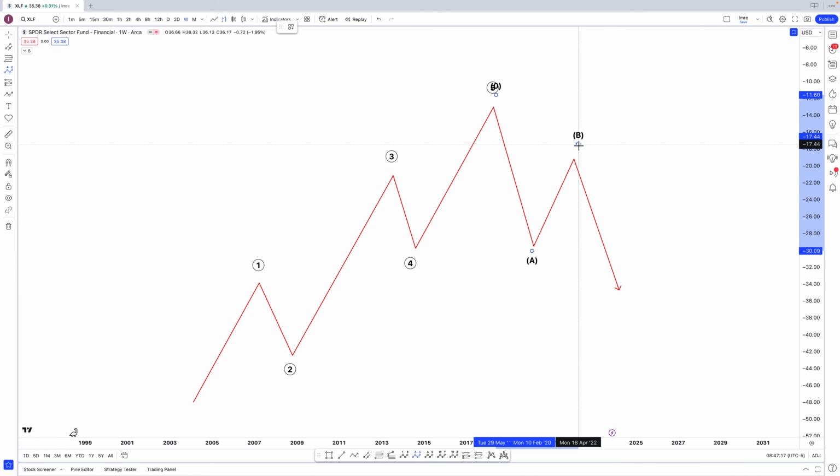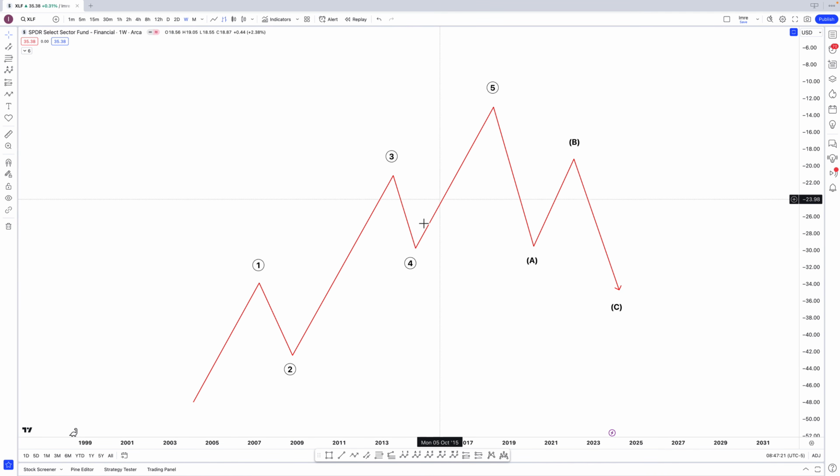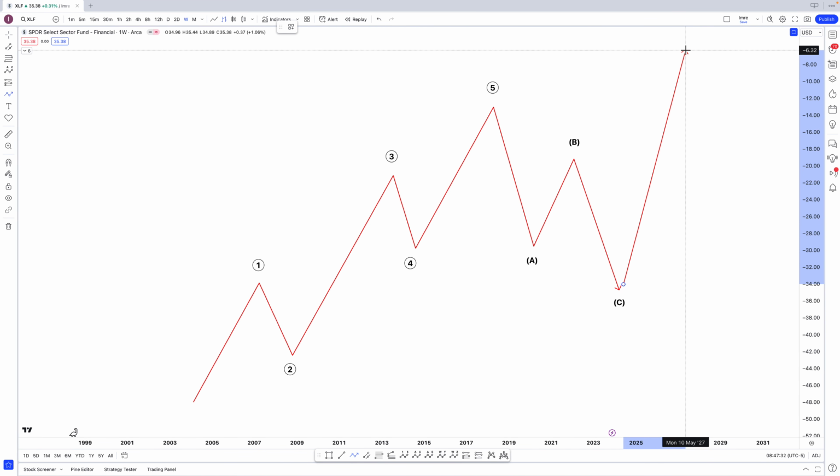So what does this mean? Well, it means that we have an uptrend. The left-hand side, right? 1, 2, 3, 4, 5 kind of confirms to us that we have an uptrend. And on the right-hand side, the ABC tells us that we're in a pullback. And what we can expect now is another 5-wave advance to the upside.